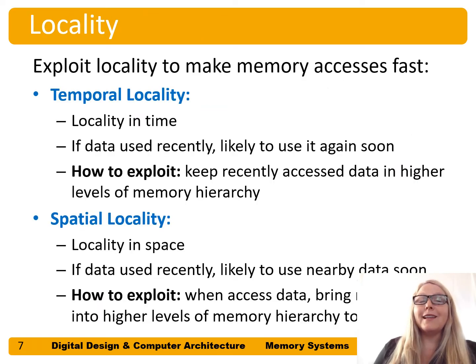In order to make this hierarchy work, we have to exploit two types of locality. The first one is temporal locality. This is locality in time. If we use data recently, we're likely to use it again soon. We exploit this by keeping recently accessed data in higher levels of the memory hierarchy, particularly the cache. An example of this is, if you've used a textbook recently, you'll likely use it again soon.